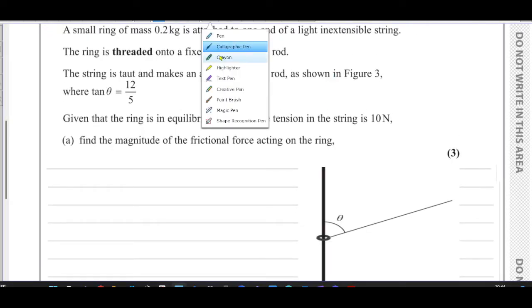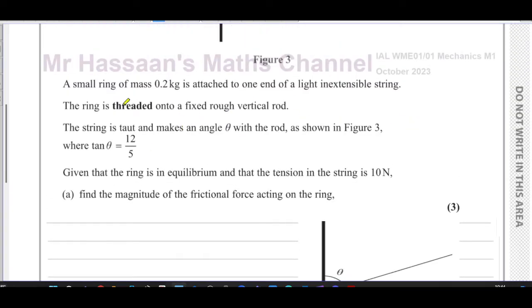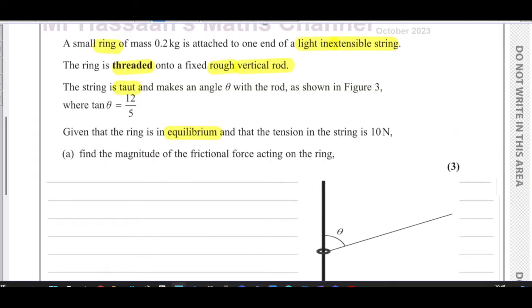So there are a few important points here. One of them is that we have a ring. It's not just a particle, it's a ring. And we have a light inextensible string attached to it, and the ring is threaded onto a fixed rough vertical rod. The string is taut, and the ring is in equilibrium. Those are all very important points that we're going to discuss here.